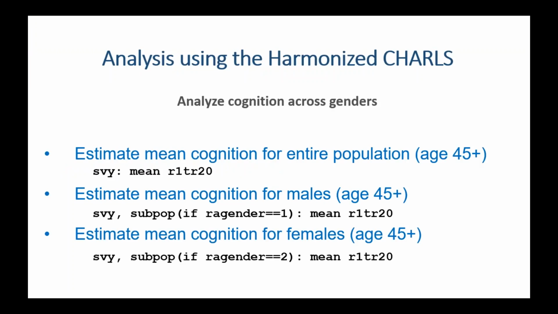So our first step in our analysis is we're going to analyze cognition across genders. So we're going to estimate mean cognition for the entire population, the Chinese population. Again, this is age 45 and over, right? That's what we're looking at. You can see here's this data code that we'll use to do that. We use this svy colon, and that's how we recall what we set in the svy set command. So svy, mean, and then we're going to use our summary cognition score for word recall here.